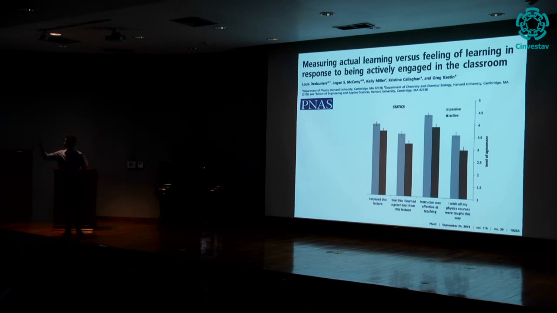And they taught the lectures two different ways. One was more passive, so just talking, content delivery, whereas the other in black was active, so the activity-based classroom. As you see here, in every category, the students felt like they did better and had higher enjoyment in the more passive lecture. But they also gave them a test at the end of that class period.